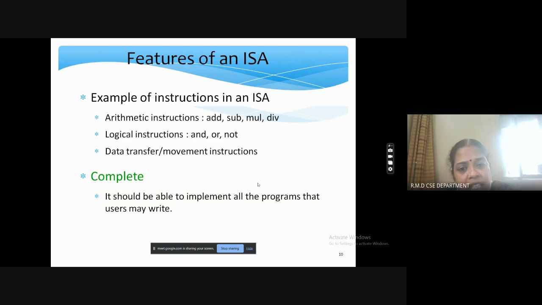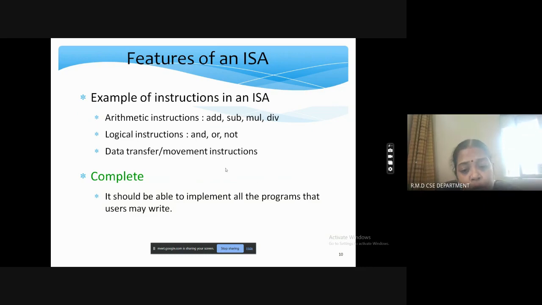Examples of instructions in an ISA are arithmetic instructions. We have add, sub, multiply, divide. These are basic arithmetic instructions. Logical instructions are and, or, not, like that. Then data transfer instructions are movement instructions. They will move data from the register to the memory or from the memory to the IO devices. Like that, it will transfer the data. It does not do any calculation. It will just move the data.